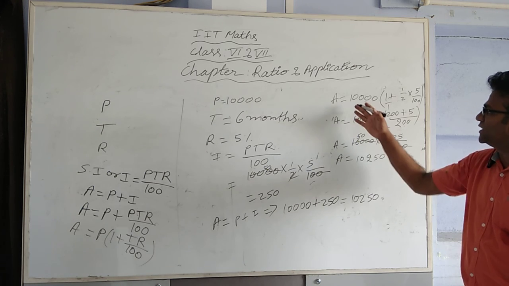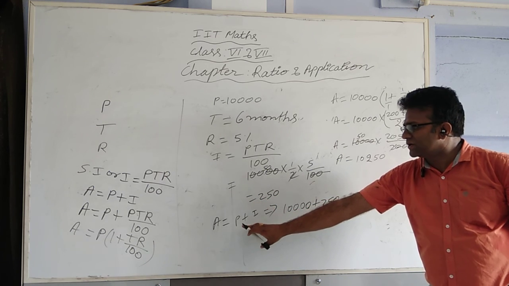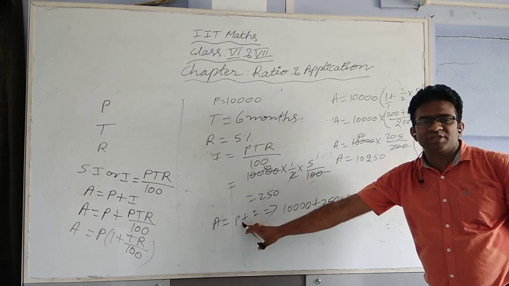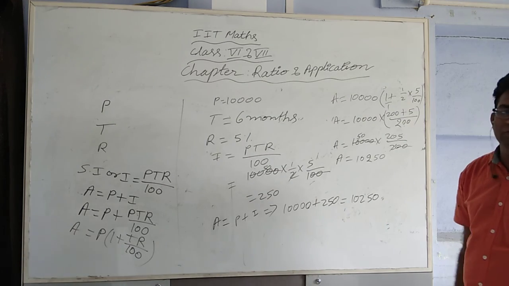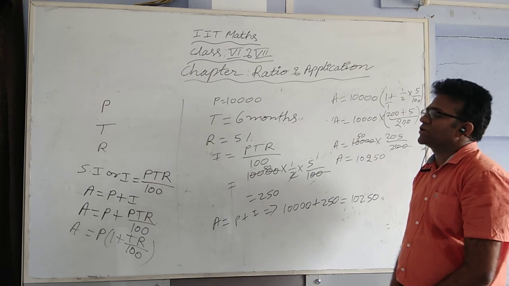So by using the amount on simple interest formula, or otherwise by calculating the interest separately and adding it to the principal amount, we will get 10,250. So this is the simple explanation about ratio and application.